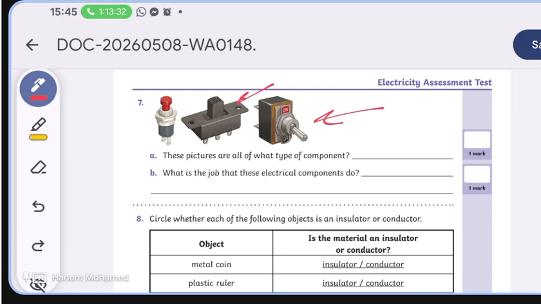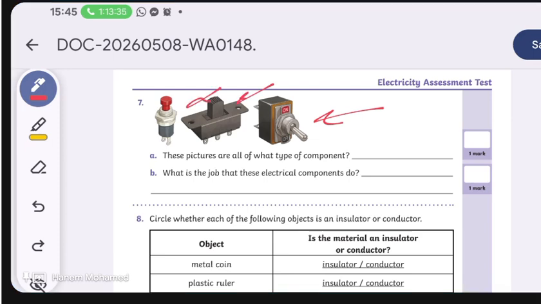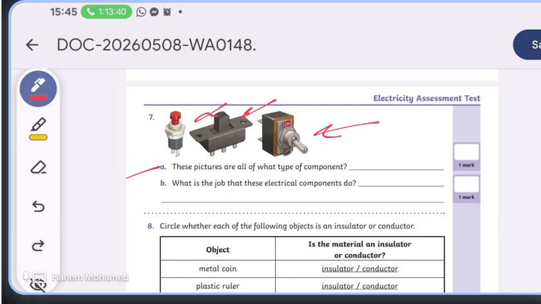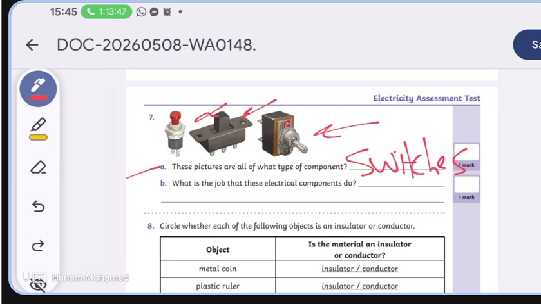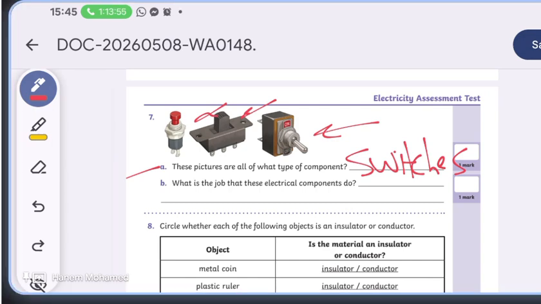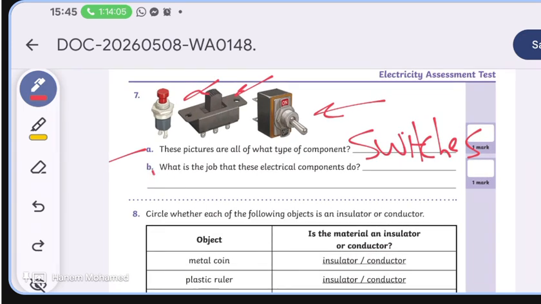So again, here we have all of them. They are types of switches. So these pictures are of what type of component? Switches, we said switches already. So what is the job that these electrical components do? On and off the lamp. On and off the lamp only? Maybe we have a motor, we don't have a lamp, so we can say open and break the circuit. Maybe the circuit will be complete or broken. So break or complete the circuit.